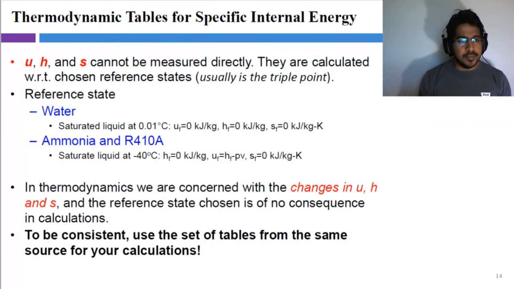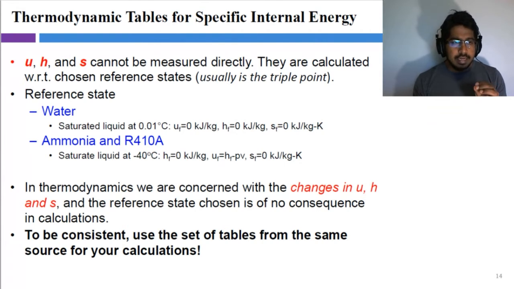Perfect. So now we are trying to calculate internal energy, right? You remember I emphasized that many times we use a reference point to calculate the energy levels, right? So similarly for internal energy also we consider a reference point. The first statement says U, H, and S cannot be measured directly, and they are calculated with respect to a chosen reference state.